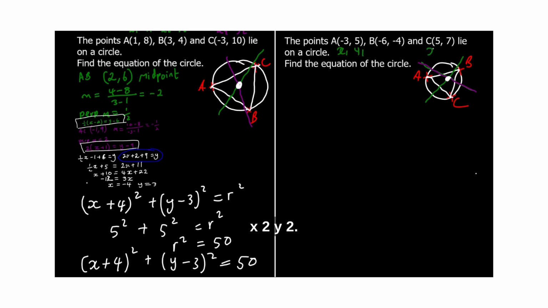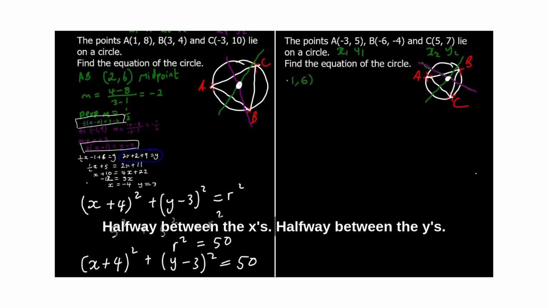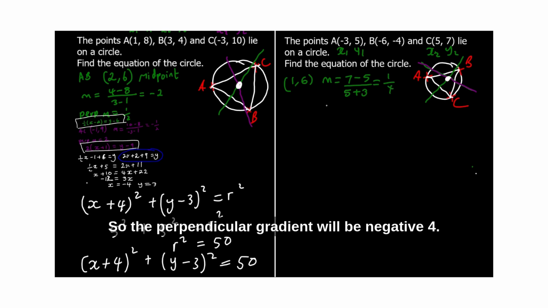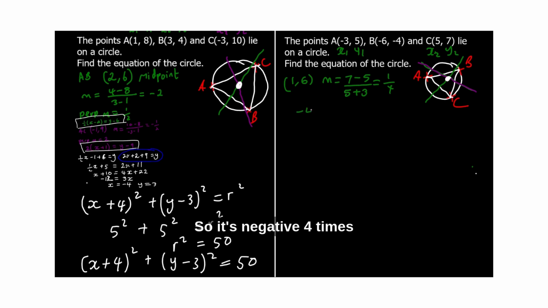x1, y1, x2, y2. So to find the perpendicular bisector, we need the midpoint, which is going to be at 1, 6. Halfway between the x's, halfway between the y's. And we need the gradient. So y2 minus y1 over x2 minus x1, which is 2/8 or 1/4. So the perpendicular gradient will be -4. So it's -4 times x minus x1 equals y minus y1. And that's the equation of the perpendicular bisector of AC.